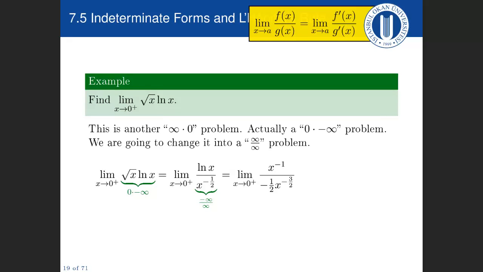We could differentiate ln x to get x to the power minus 1. And we can differentiate x to the power minus a half to get minus a half x to the power minus 3 over 2. Let's simplify that a little bit. That's minus 2 square root of x. And at that point, we can see that the limit as x tends to 0 from the right of our function must be equal to 0.